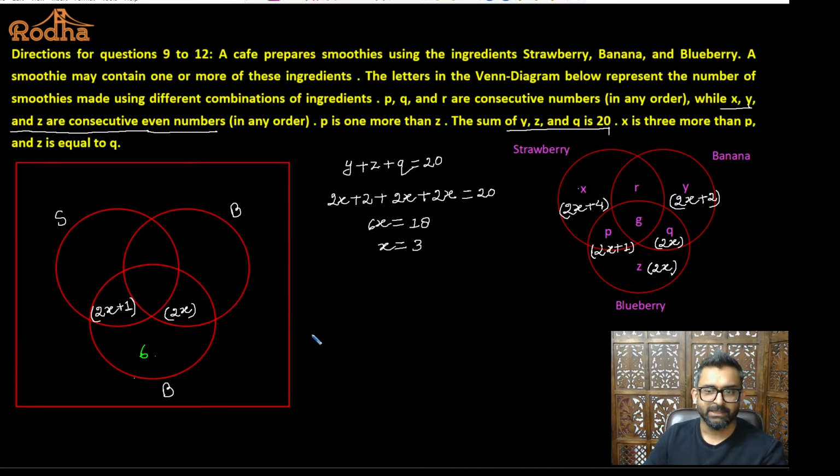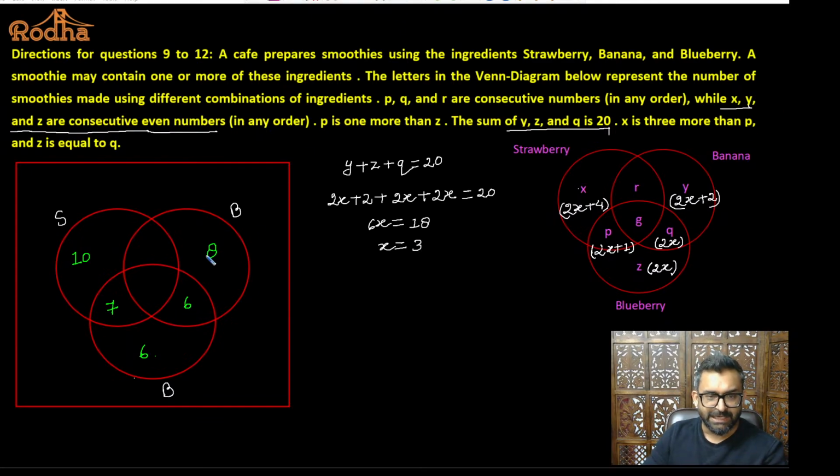This is 6, yes, this is 10, and this is 8. Now, what is the value of 2x plus 1? 2x plus 1 is what? 3 into 2 plus 1, which is 7. What is the value of 2x? It is 6.